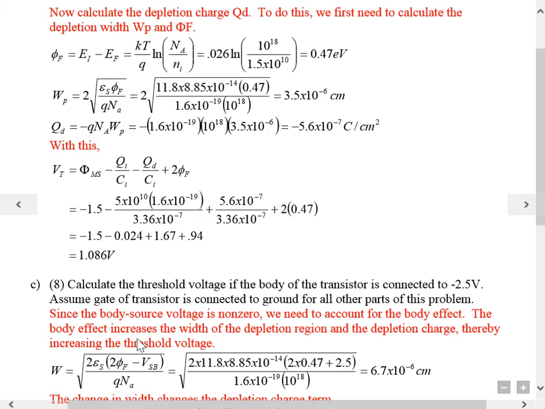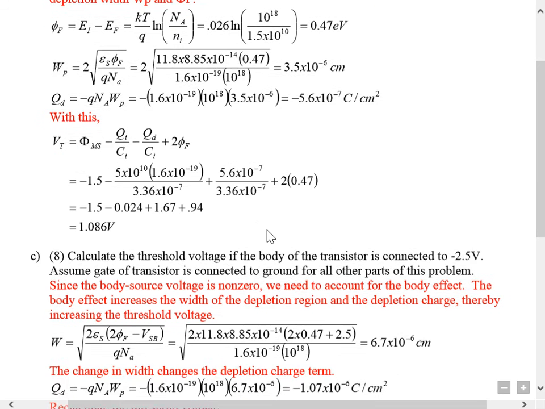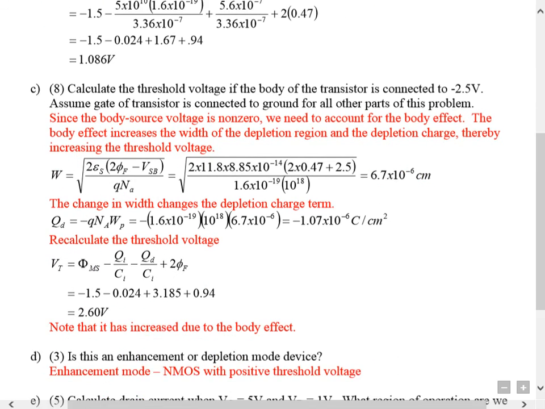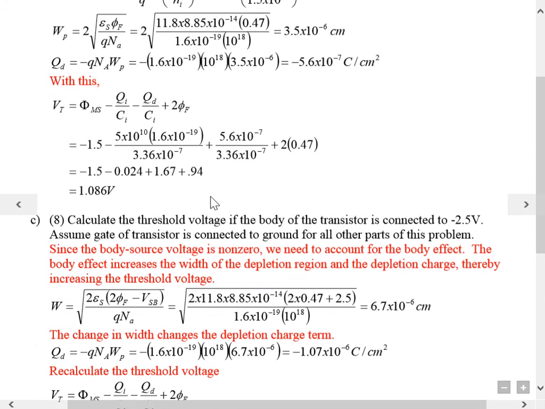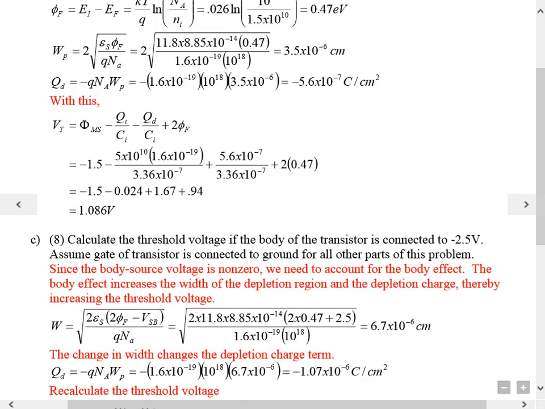And then when you plug all these different portions into the threshold voltage formula, this is what you get. So the little details that I pointed out, please make sure you remember those. And this next part is asking you to calculate the threshold voltage if the body of the transistor is connected to 2.5 volts. So what changes when you connect the transistor to a body voltage? In this formula, the depletion width changes.